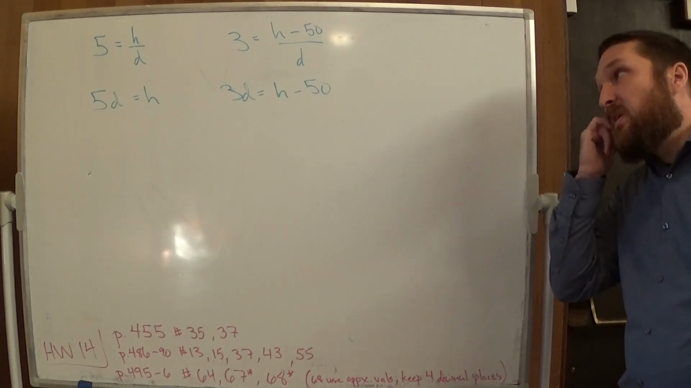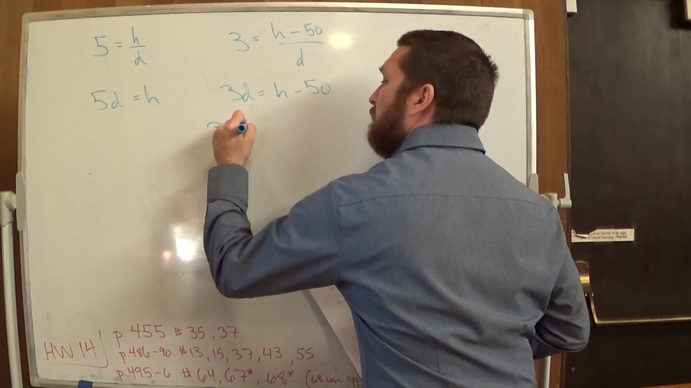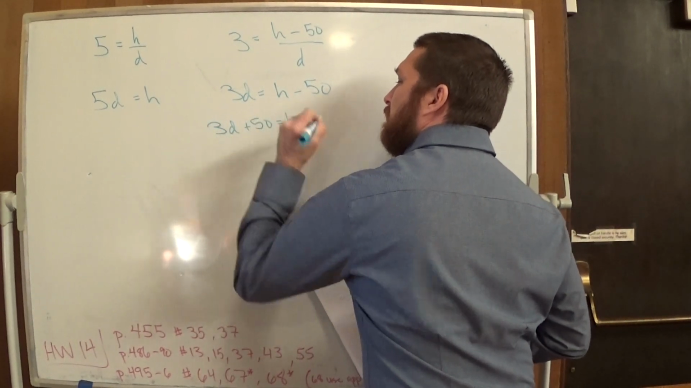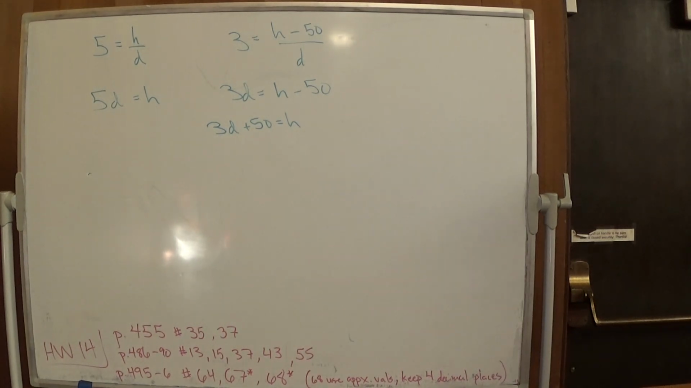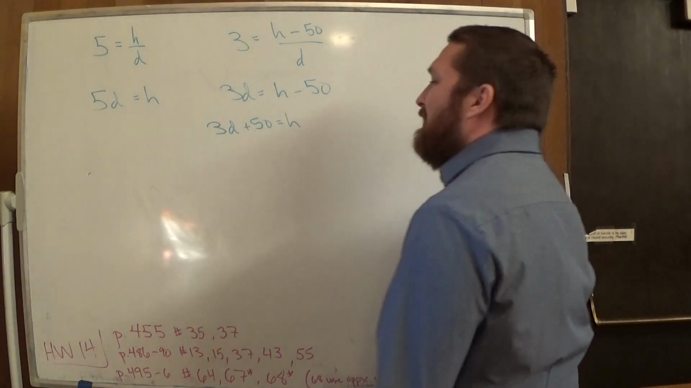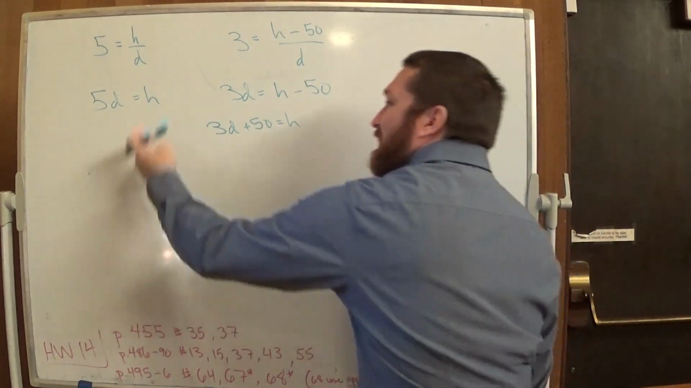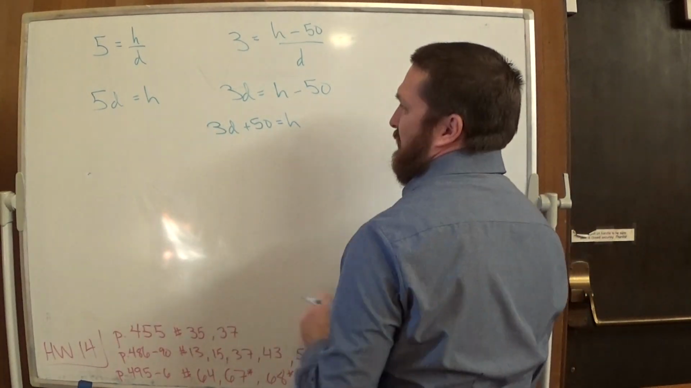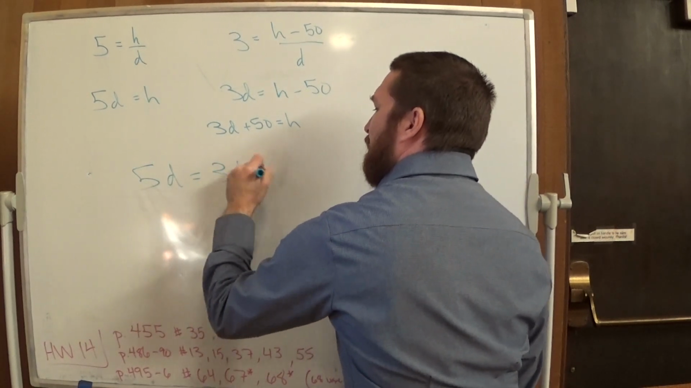Now it might be easier. And here's another thing though, we can just set them equal. Check that out. Is h equal to h? Yes. Always, right? h is always equal to h. And so, if h is equal to h, then it must be the case that 5d is equal to 3d plus 50.